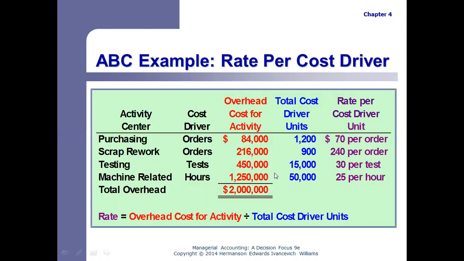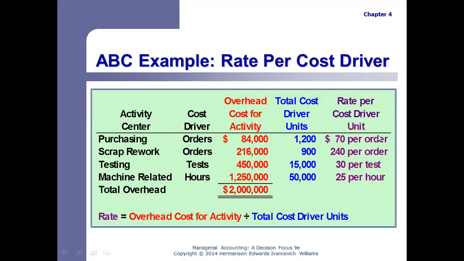So here were our activities. Here was the dollar amount for each of those activities, as we saw earlier. So the next step is to divide the dollar amount of each activity by the total cost driver units of each activity. And again, these units, the first two are orders. The third one is tests, so 15,000 tests, 50,000 hours.